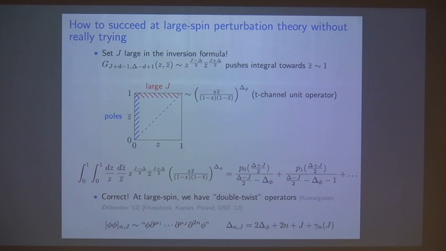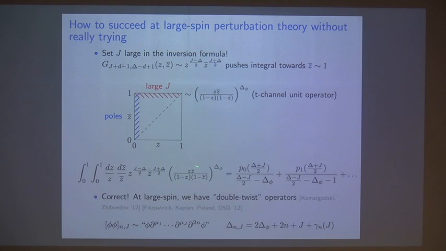So the fact that we're pushed towards the t-channel, towards z bar equals 1, means that we can use an expansion of the four-point function in that channel. And the leading contribution in the t-channel is given just by the unit operator. So this is the contribution of the unit operator in the t-channel. And this is a good approximation for the four-point function in the regime where we want it. So all we need to do is take an integral of this funny conformal block, which is turned into this simple factor, times the unit operator in the t-channel. And this is what we get.